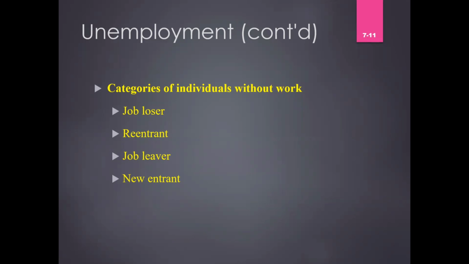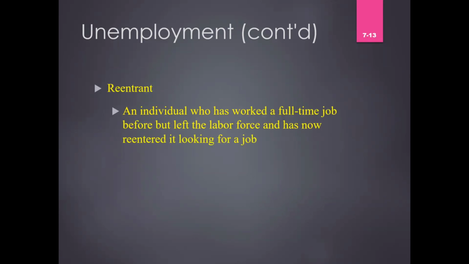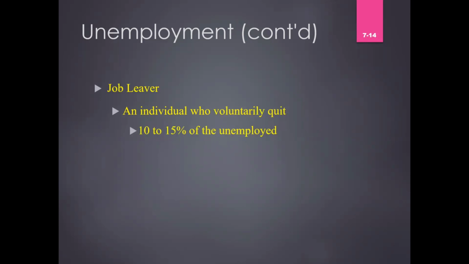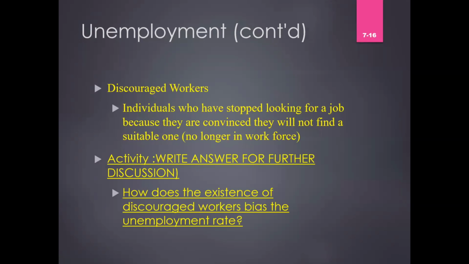Categories of individuals without work: job losers, re-entrants, job leavers, new entrants. Job loser, an individual whose employment was involuntarily terminated or who was laid off. Re-entrant, an individual who has worked a full-time job before but left the labor force and has now re-entered it looking for a job. Job leaver, an individual who voluntarily quits. New entrant, an individual who has never worked a full-time job for 2 weeks or longer.